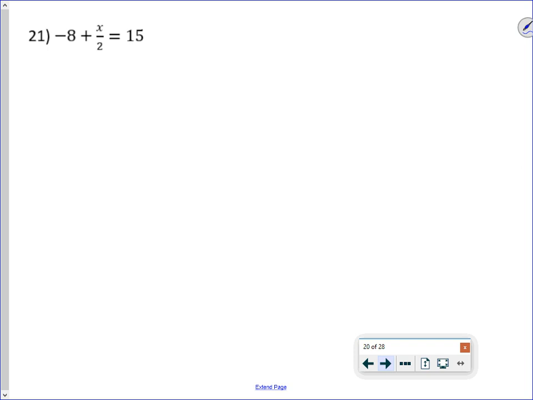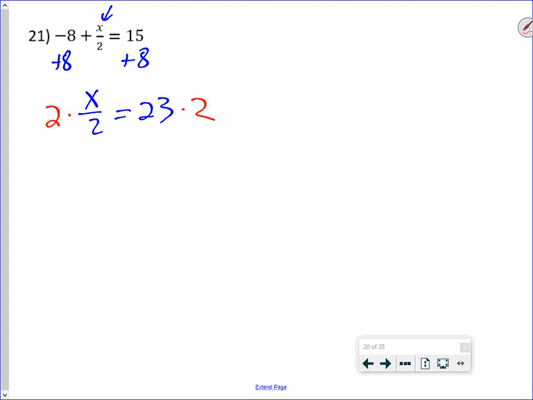For 21, once again trying to get the x by itself, so I'll add 8 to both sides, and I'll have x over 2 equals 23. A lot of people get confused here, but this is x divided by 2, so to undo division, we multiply. The 2's cancel, and I'll get x equals 46.